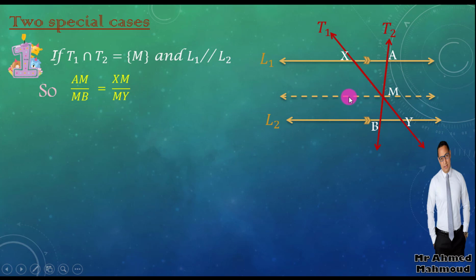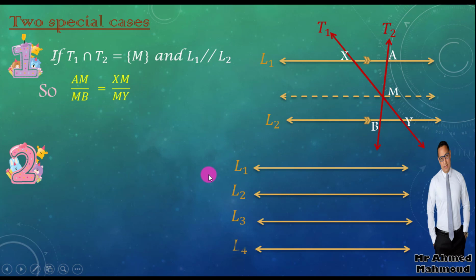This is the same as we studied in the last lesson. This is the intersection of two transversals between two parallel lines. Or we can add other ratios: AM over AB equals XM over XY, as in the previous lesson, or MY over XY equals MB over AB. All of them are equal. Another special case.